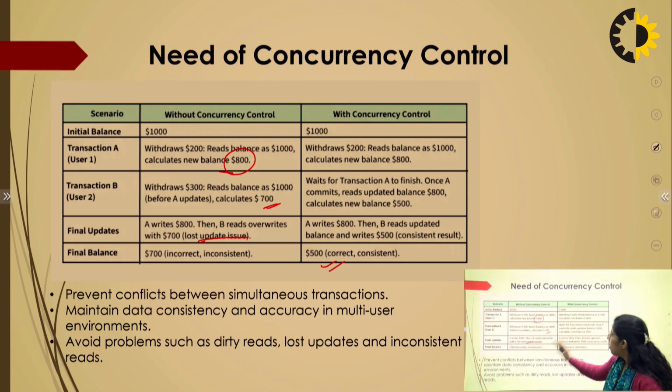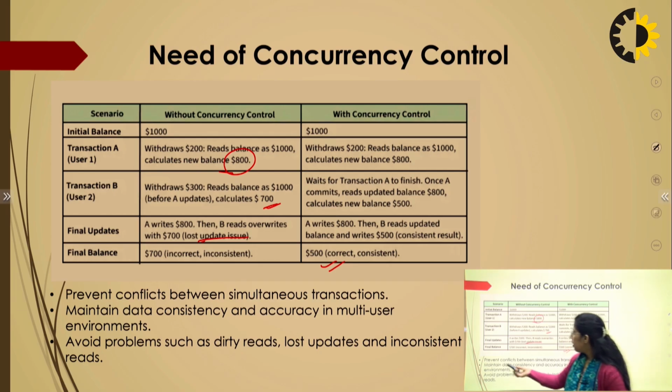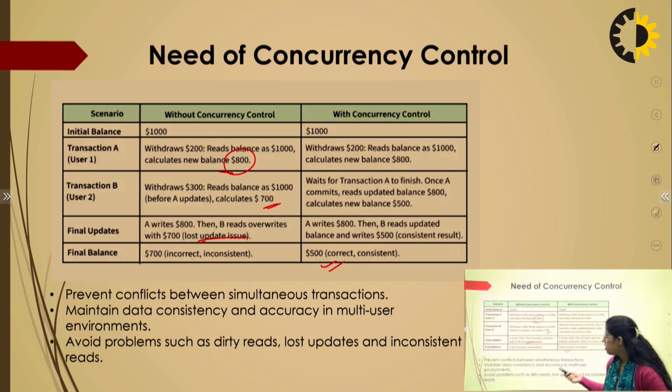So it prevents conflict between simultaneous transactions. Here you can see both the transactions are happening in parallel. It maintains data consistency and accuracy in multi-user environments and avoids problems such as dirty read, lost update, and inconsistent reads.